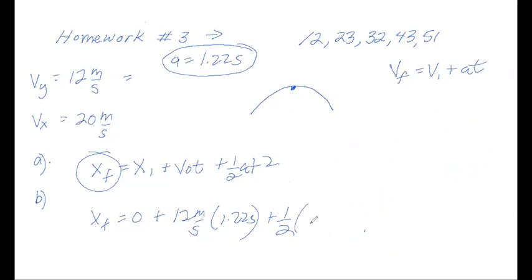One-half times a negative 9.8 meters per second squared times 1.22 seconds squared. Anyway, we're going to have x final is going to equal, let's see, what is B? 7.35 meters. So B equals 7.35 meters.